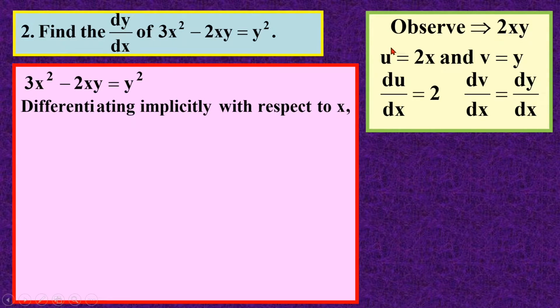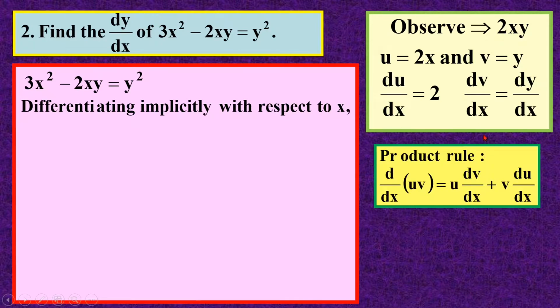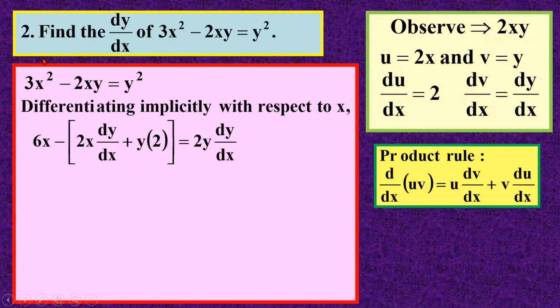So when I differentiate du dx, I will get 2. When I differentiate dv dx, I'm supposed to get 1, but because I differentiate y, I have dy over dx here. Then I will apply this into the product rule. Now, this is what happened. Differentiate 3x squared, I get 6x, there's no problem. Minus, I still continue.